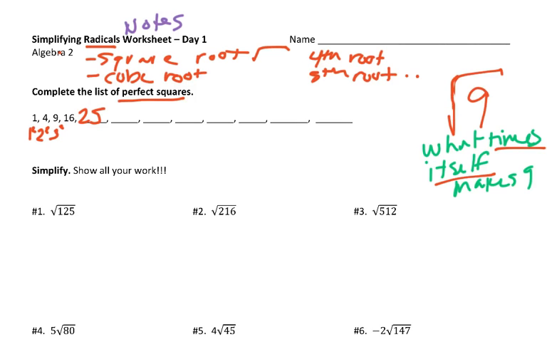So 25 is 5 squared, then we also have 6 squared, which is 36, 7 squared is 49, 8 squared is 64, 9 squared is 81, 10 squared is 100, 11 squared is 121, and 12 squared is 144. We could potentially do more values after this, but at this point we'll just start with up to 12.